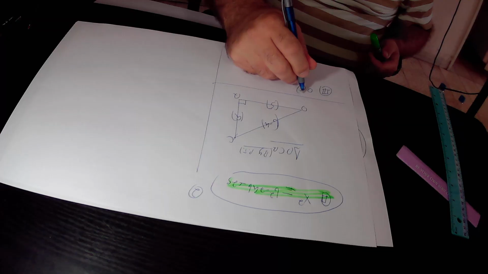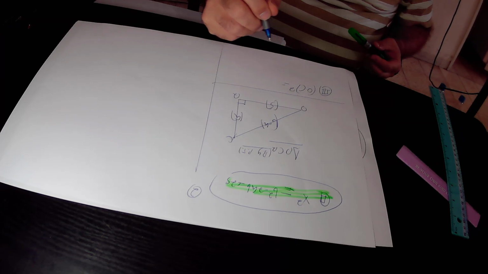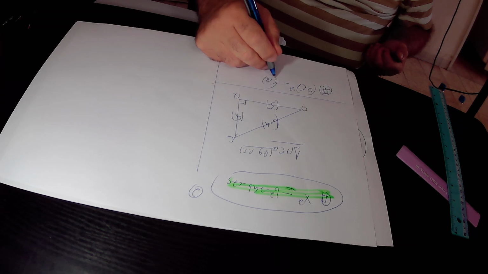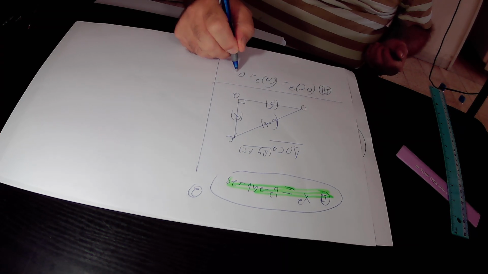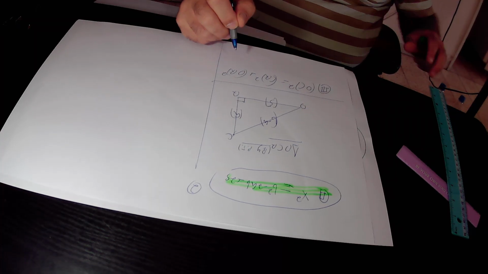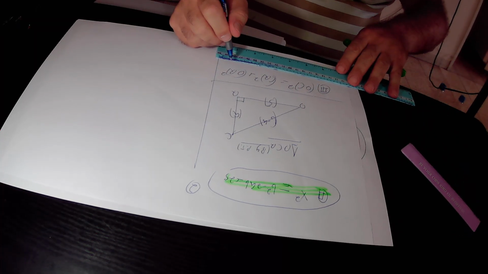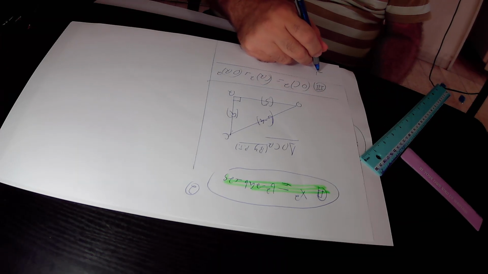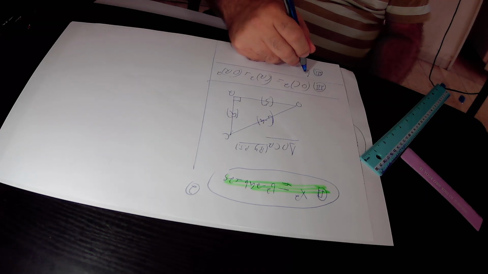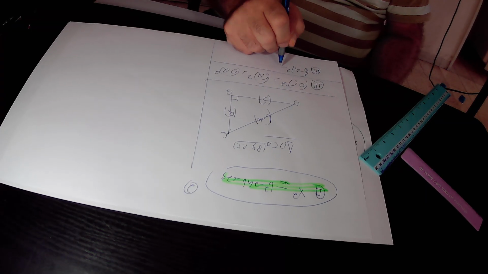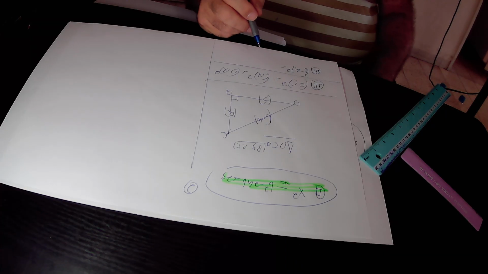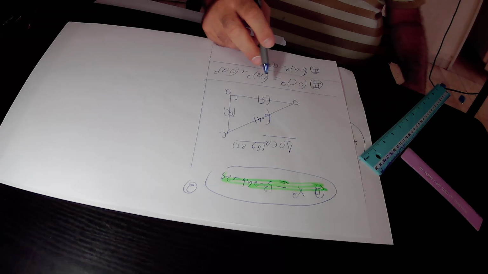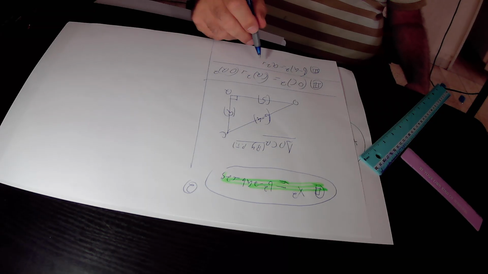OC squared, that is the square of the hypotenuse, is equal to CQ squared plus OQ squared. OC is B minus A, therefore OC squared is (B minus A) squared. And it is equal to CQ squared. CQ is A, therefore CQ squared is A squared, plus OQ squared. OQ is 5, therefore OQ squared is 5 squared, that is 25.